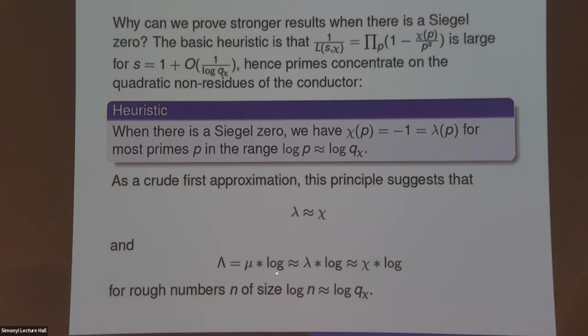Now, this is quite a rough heuristic. In fact, literally a rough heuristic. It's only expected to be true for what are called rough numbers, numbers that are not divisible by small primes, because this kind of agreement is only expected for primes that are of polynomial size. If your prime is much smaller than the conductor, then it's not expected that lambda and chi have to agree. But there's this range where they agree. Okay, yeah, so there is this caveat which makes papers a lot longer. But morally speaking, we have these asymptotics.